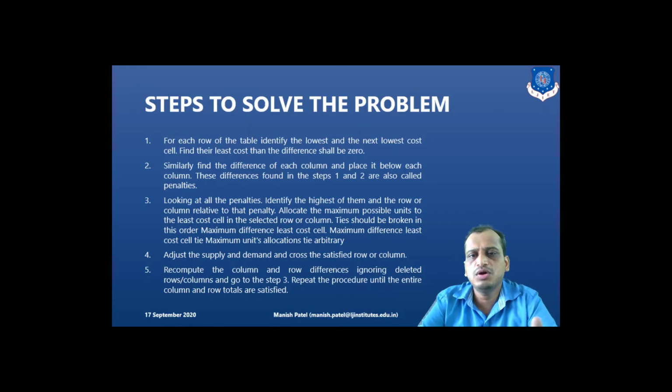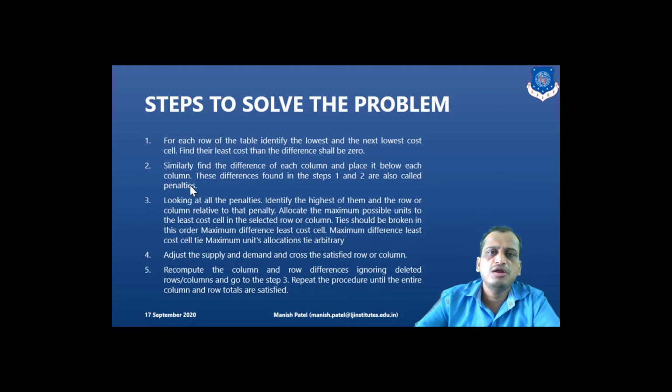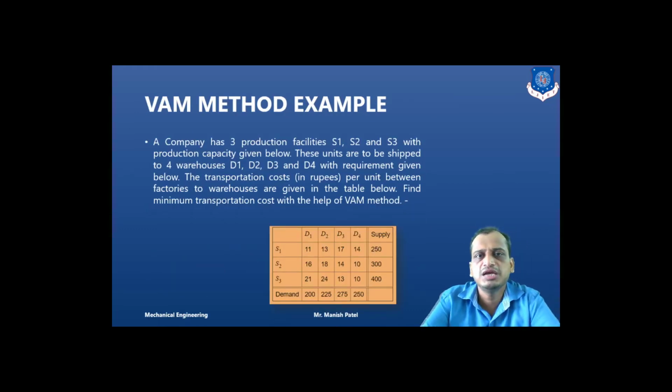These differences are nothing but the penalties. Wherever the penalty is maximum, the highest penalty, we will allocate in that column or row. And we will repeat these steps in each and every iteration, and fulfill the demand and supply side constraints by allocating the units, or you can say the packages. Once we allocate all of them and fulfill all the demand and supply constraints, we have arrived at the solution. We will look into an example so that you can easily understand the steps involved.